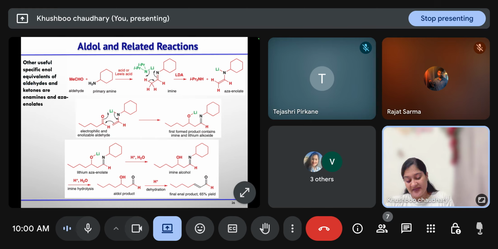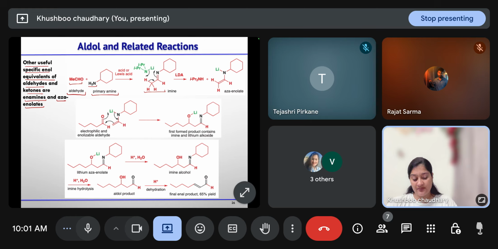Other useful specific enol equivalents for aldehydes and ketones are enamines and azaenolates. We have already seen lithium enolates and silyl enol ethers. Now let us discuss enamines and azaenolates. So we have an aldehyde, and we are treating it with some primary amine in the presence of some Lewis acid. What will happen? Your amine will react with the aldehyde and it will form the imine first.